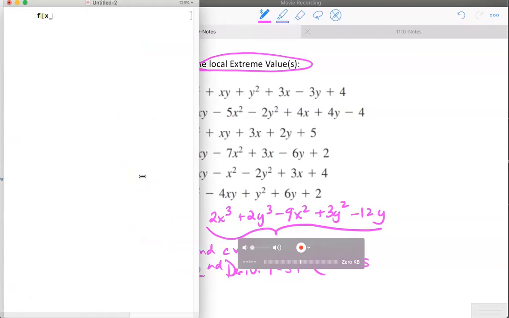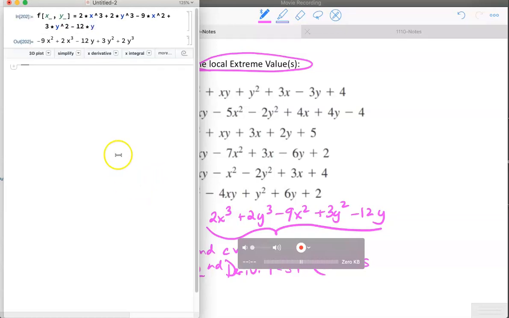I'm going to define this function as a function of two variables. I'll leave you to show the answer to this problem by hand, but we have the function 2x cubed plus 2y cubed minus 9 times x squared plus 3 times y squared minus 12 times y. Let's make sure we've got that typed correctly. 2x cubed, 2y cubed, minus 9x squared, plus 3y squared, correct, and then minus 12y.